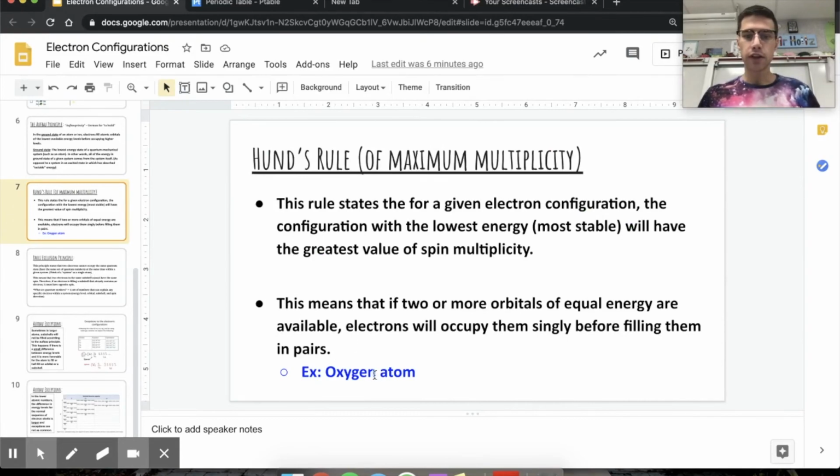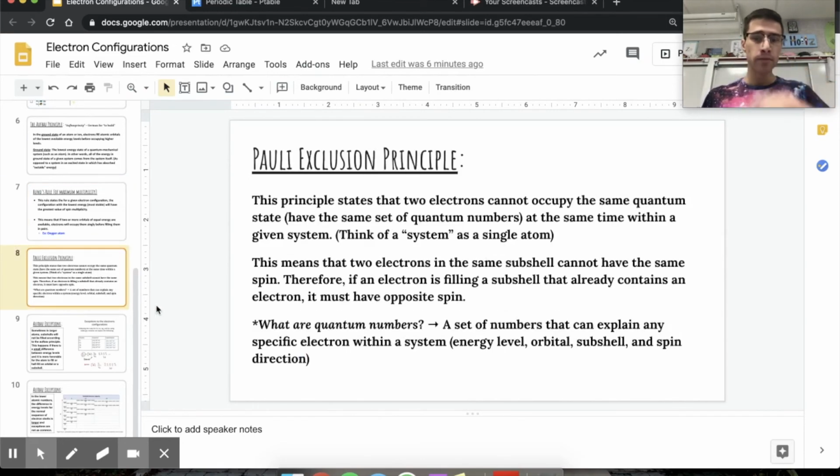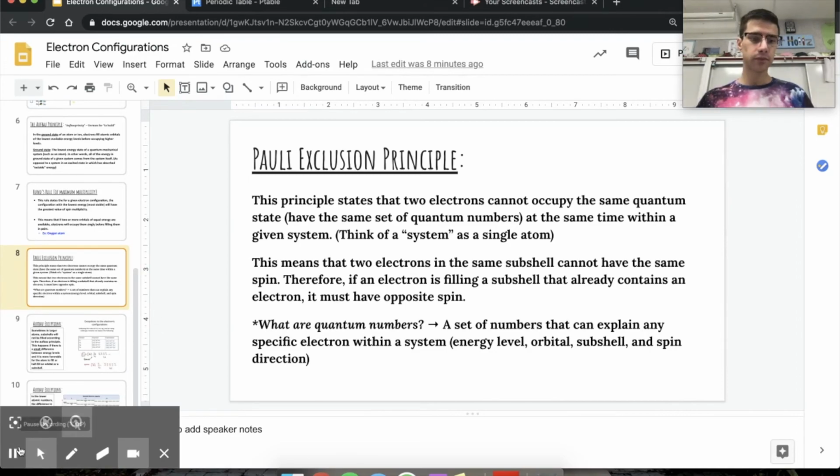So we'll take a look at the oxygen atom as an example in just a minute, but let's get through some of these rules before we take a look at some examples. Okay, so the last rule here is called the Pauli exclusion principle. The Pauli exclusion principle states that 2 electrons cannot occupy the same quantum state or have the same set of quantum numbers at the same time within a given system.